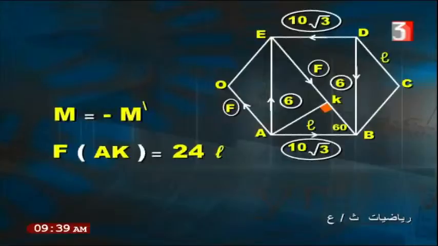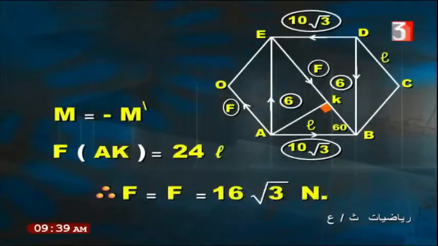Excellent student. AK is opposite angle 60. Look at triangle ABK. AK is opposite angle 60. Then AK over AB equals sine 60, or AK equals L sine 60. Sine 60 equals what? Root 3 over 2. Then AK equals root 3 over 2 L. We deduce that the force F by substitution equals 16 root 3.